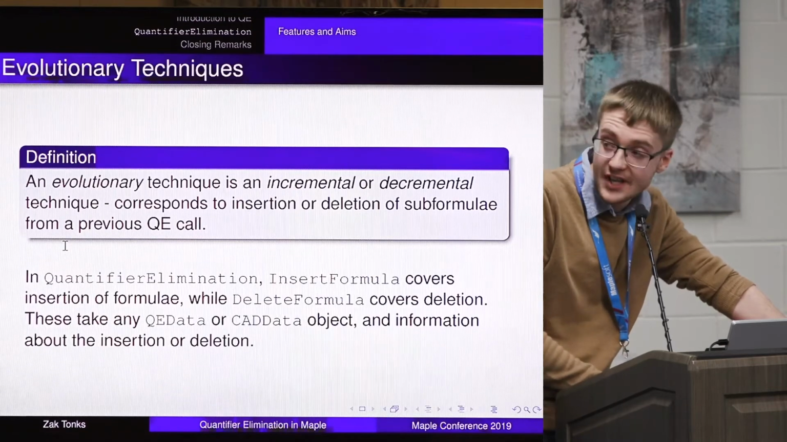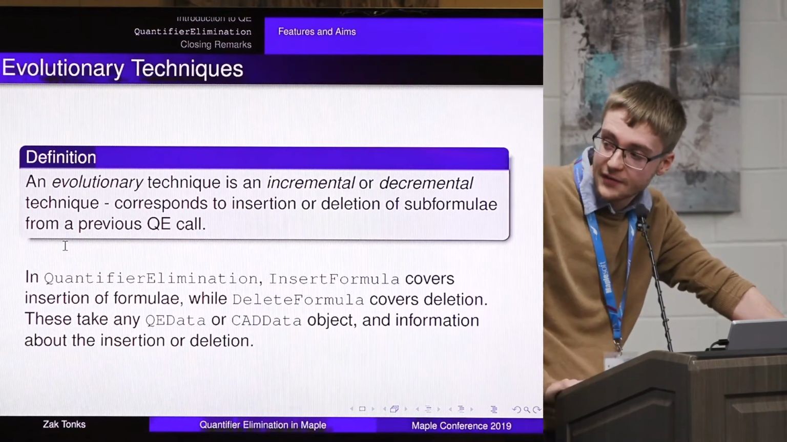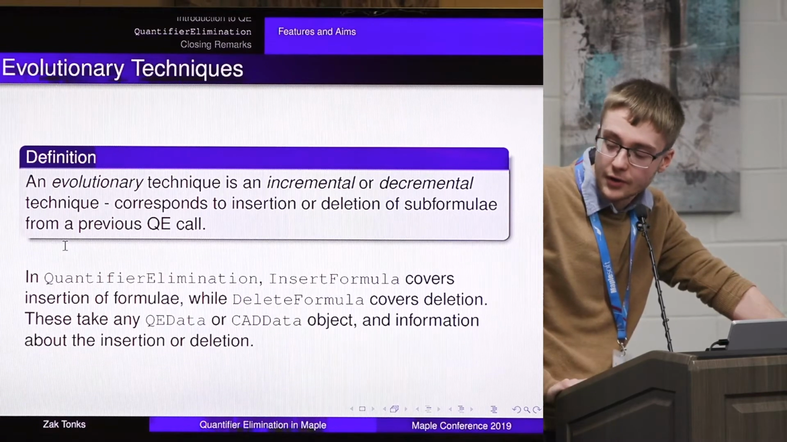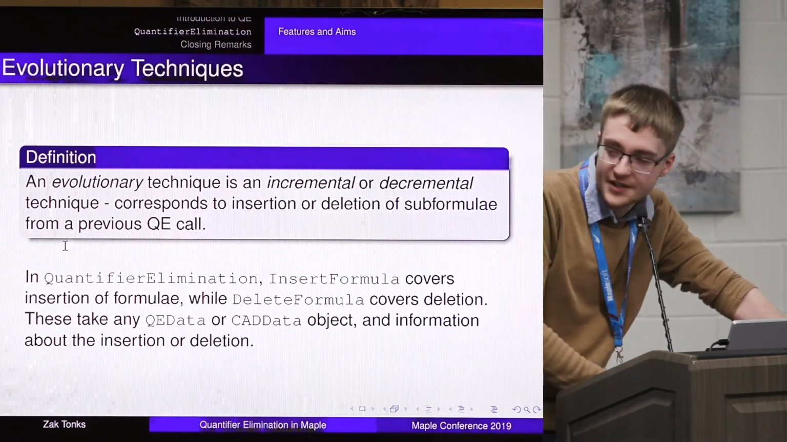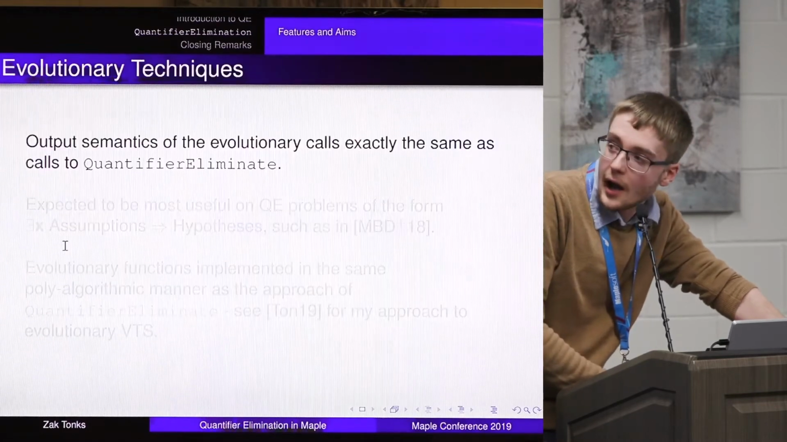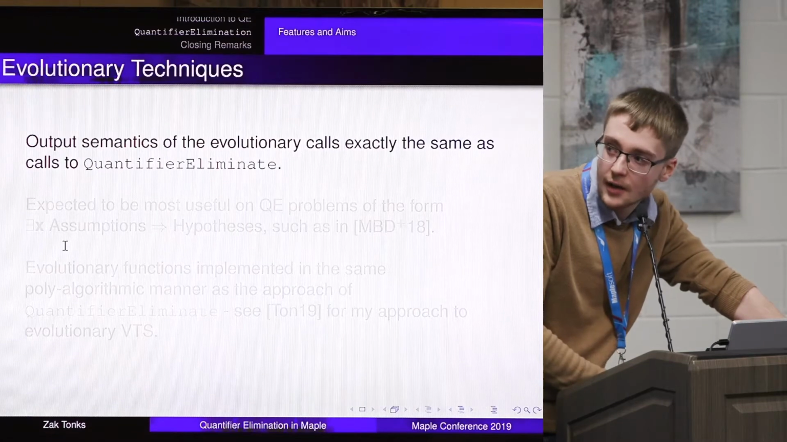And there are some of those in quantifier elimination. So there's insert formula and delete formula, where you can insert and delete formula from an original result, and I'll explain why that's a little bit desirable soon. And the output semantics of those are exactly the same as quantifier eliminate.